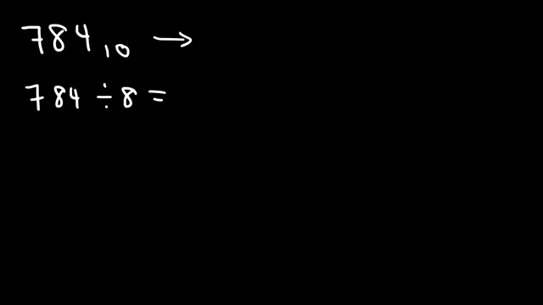Now let's work on another example. So try this one, 784. Go ahead and use a calculator to convert it into an octal number. So what we're going to do is take 784 and divide it by 8. 784 divided by 8 is exactly 98. So this is 98, remainder is 0.